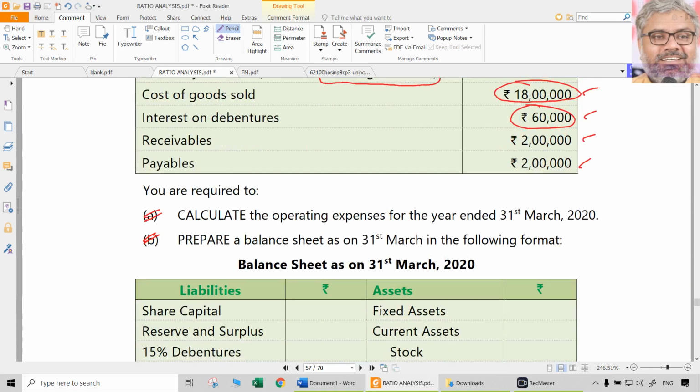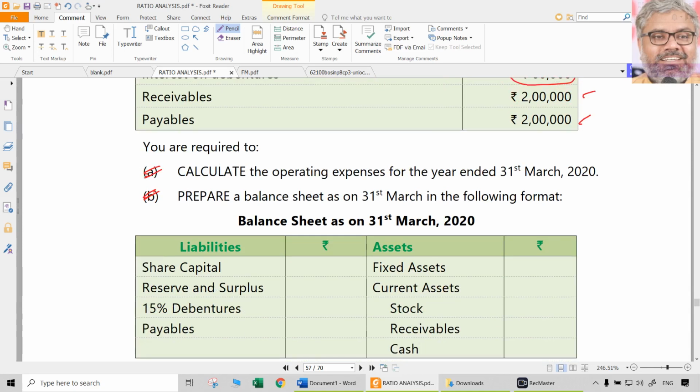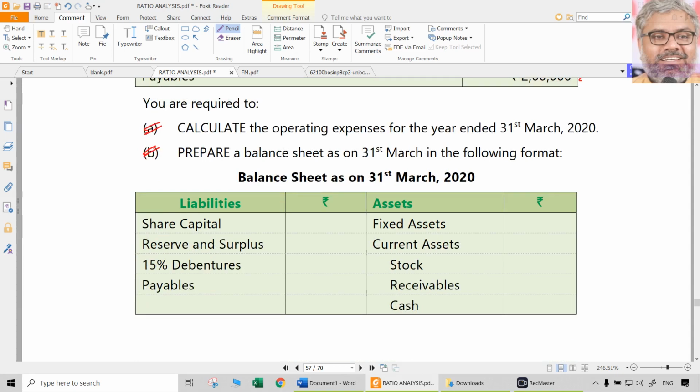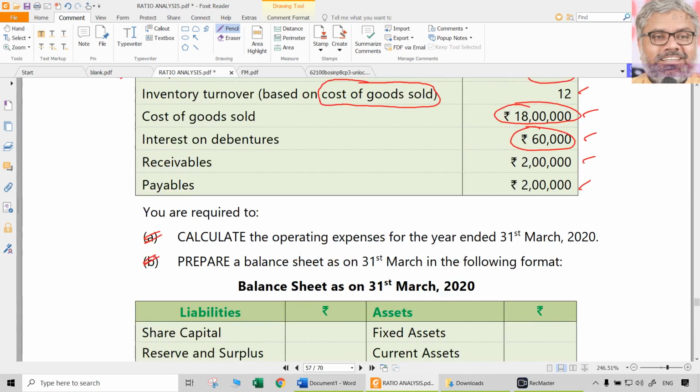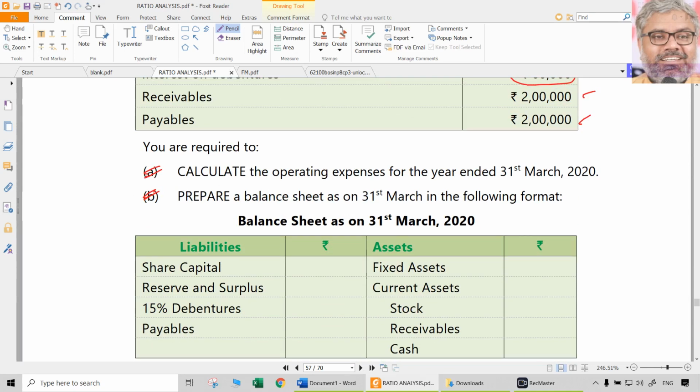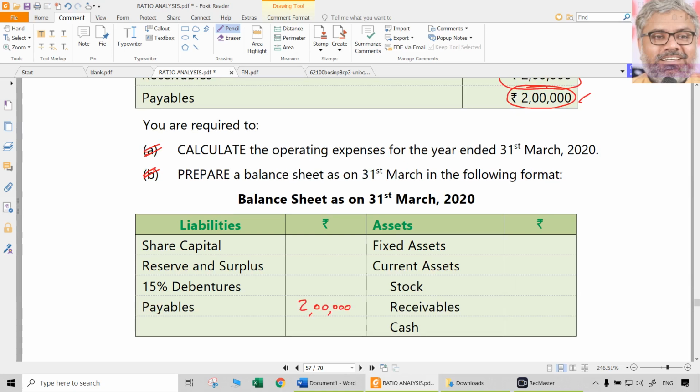Now, also what was asked is balance sheet. Balance sheet, not according to our whims and fancies. It has to be prepared in the same format whatever is given in the question. Let us fill it to the extent what we know. First of all, payables is given already. Why do you worry about it? Fill it straight away. 2 lakhs payables, easy, done. Receivables is also given 2 lakhs. Okay, good. 2 lakhs receivables. Fill it.